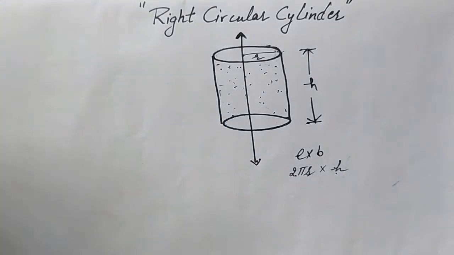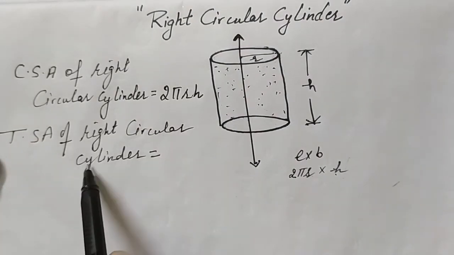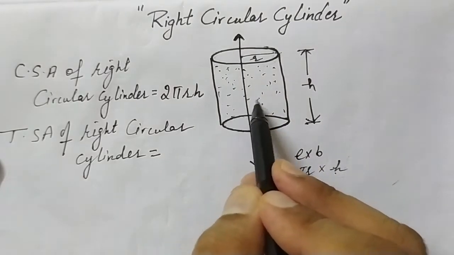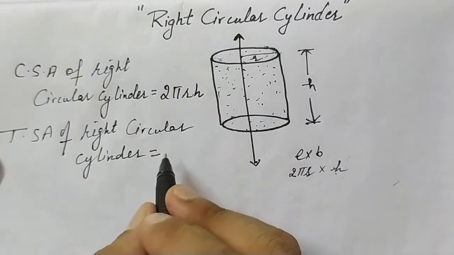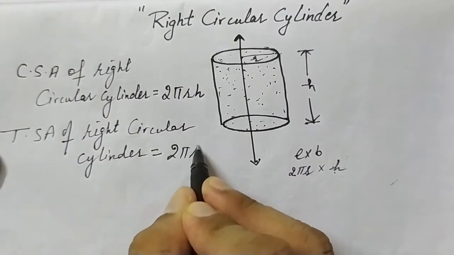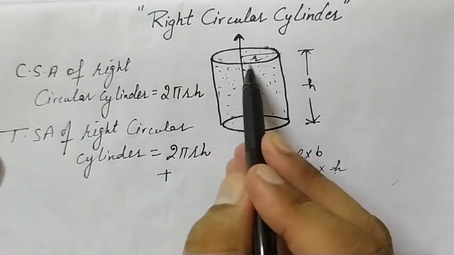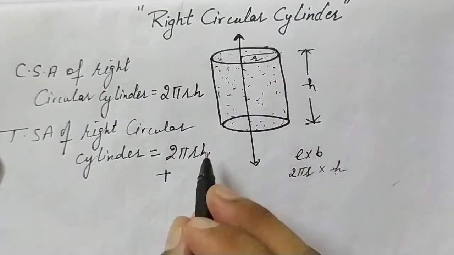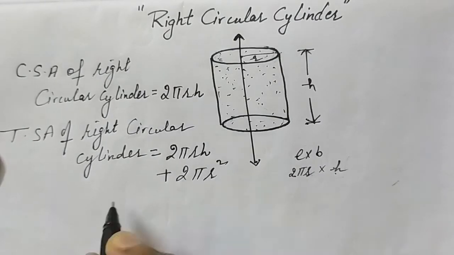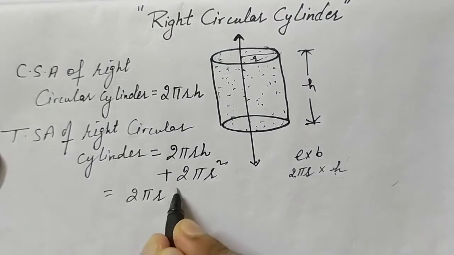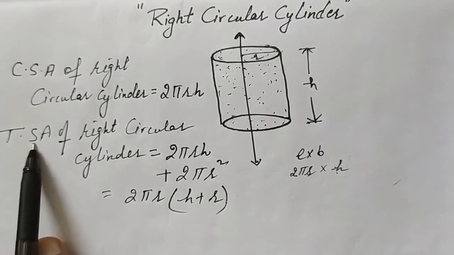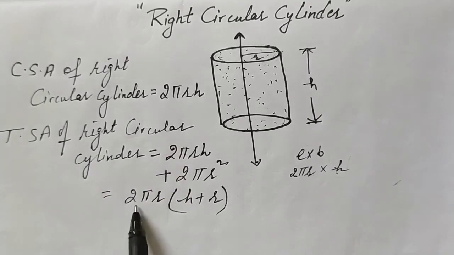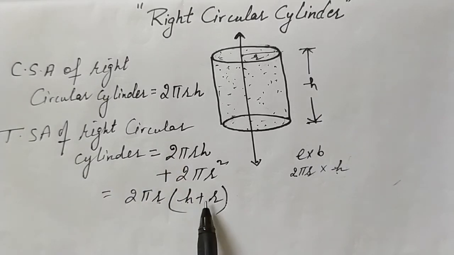Now if I am talking about the total surface area, then the TSA of a right circular cylinder is this CSA plus the area of this circle plus the area of this circle. So let's see what it becomes. TSA is 2 pi r h, plus the area of this circle, pi r square, and the area of this circle is also pi r square, so it becomes 2 pi r square. From here 2 pi r can be taken common. So what is left here? h plus r. So always remember the TSA, total surface area of a right circular cylinder, is 2 pi r into r plus h, or h plus r you can say.